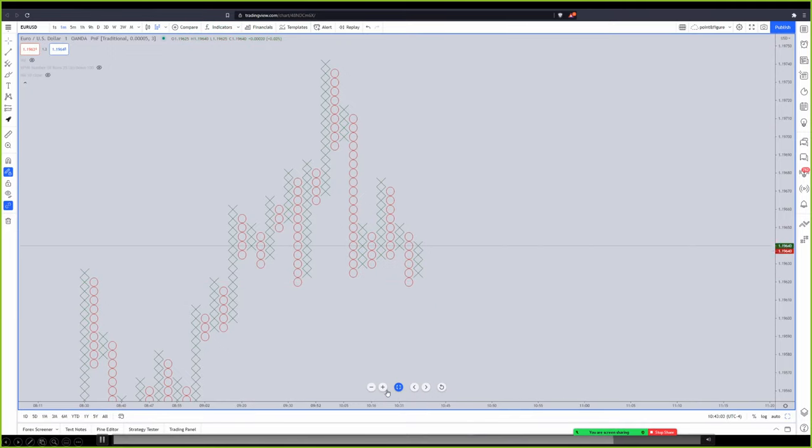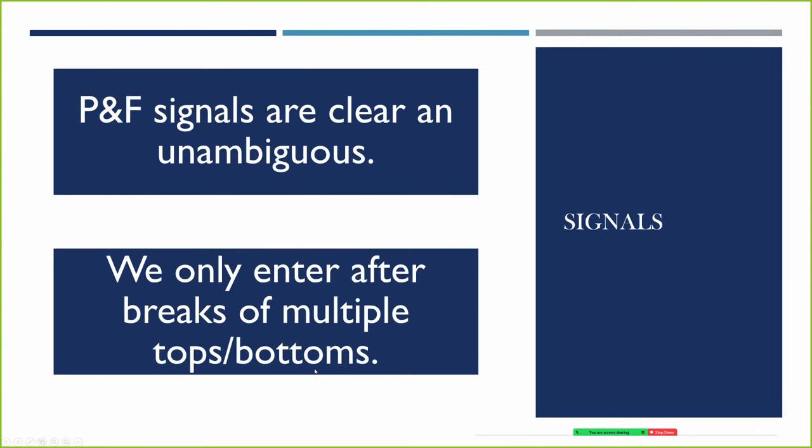Clear as mud. Okay. So one of the cool things with Point and Figure is that the signals are clear and unambiguous. You know how many candlestick chart patterns there are? Anybody know right off the top of their head? Got a guess? There's like 243 candlestick patterns. That is a stupid amount of patterns, and nobody in their right mind has to learn all of them. In Point and Figure, there's like 6.